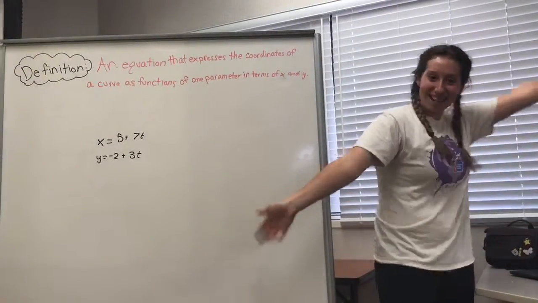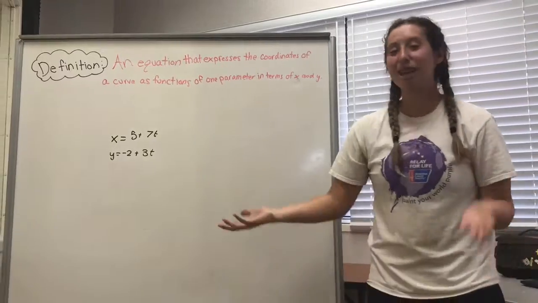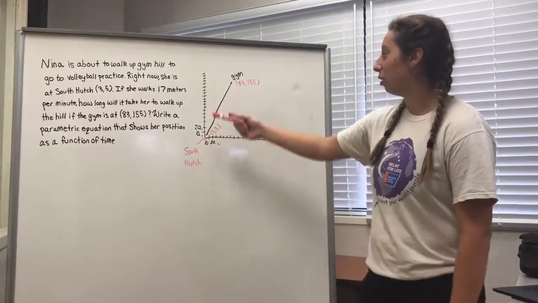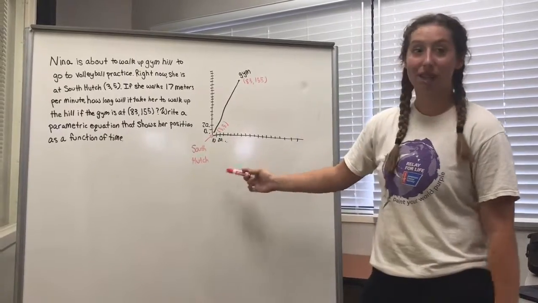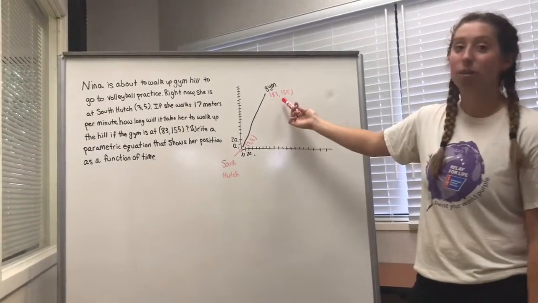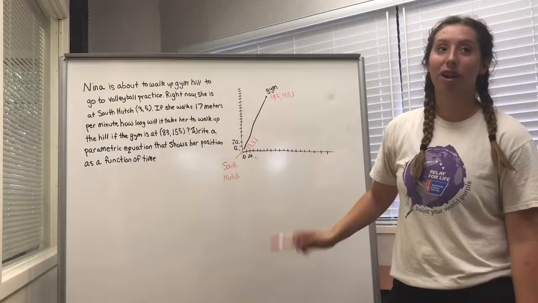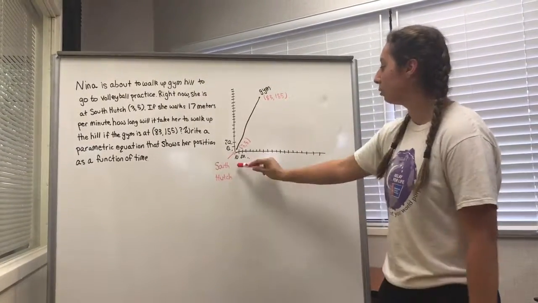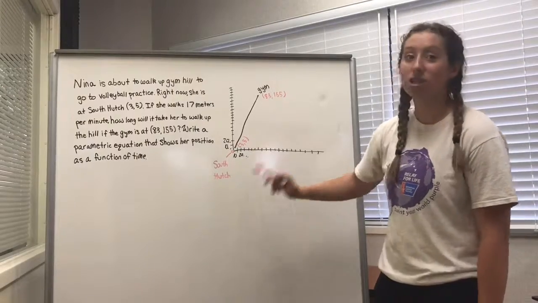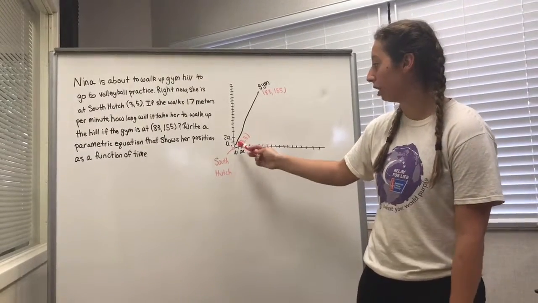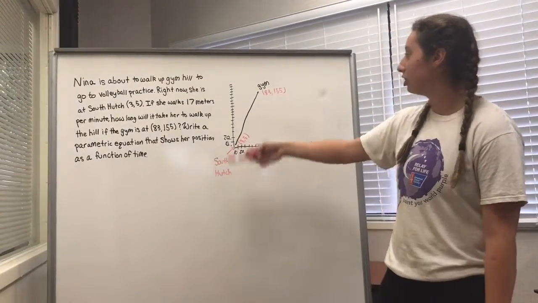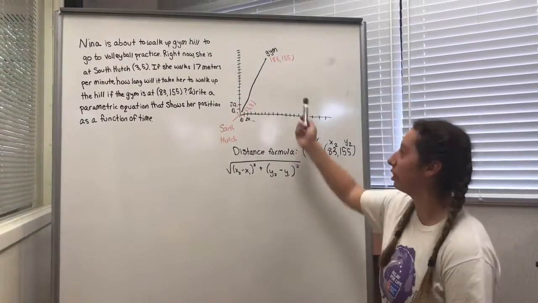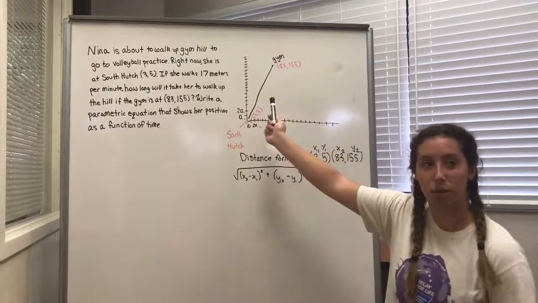Now that we understand the basics, we are going to move on to an example problem. First we are going to graph what we know. On our graph, we're going to make each mark represent 10 because the numbers are so big when it comes to the gym. Instead of marking it 1, 2, 3, 4, 5, 6, 7 like that, it's easier just to go by tens. So we know that she starts at South Hutch, which is 3, 5, so we're going to graph that right here. And then we know that she ends up at the gym, which is 83, 155, so we're going to mark that.